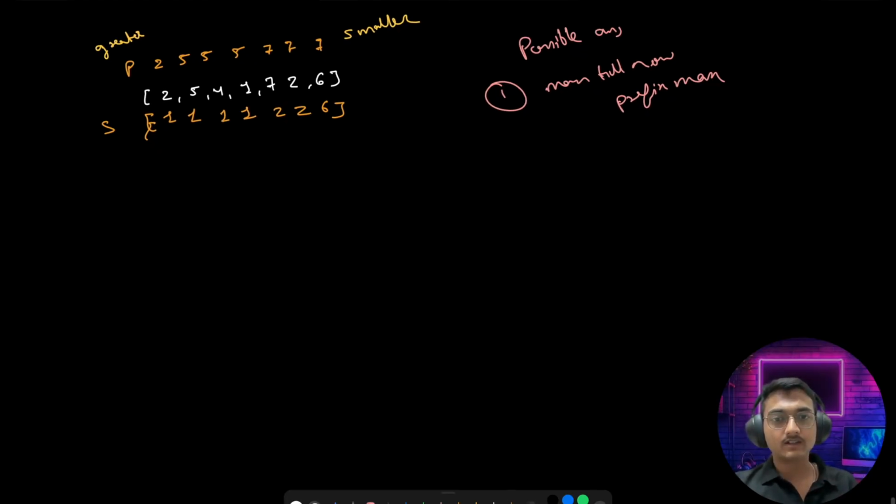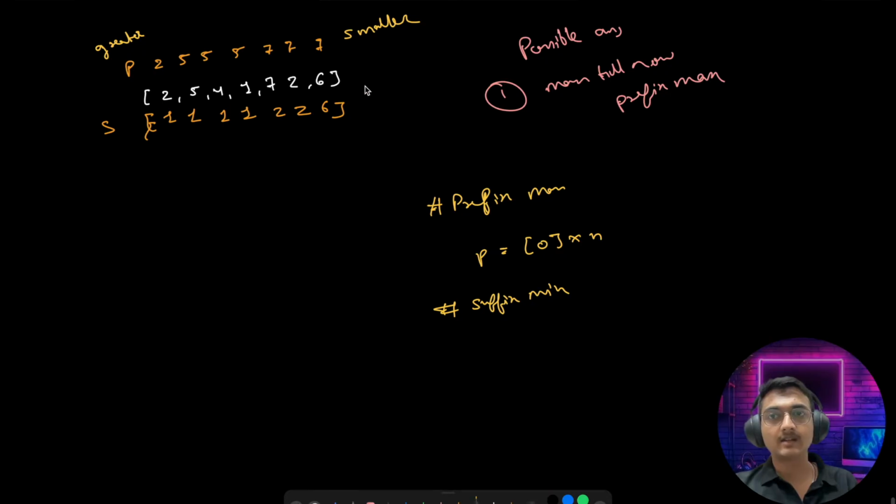I will not write in very much detail, I will just quickly write it. First of all, we will try to calculate prefix max. The prefix array would be initialized with 0 with length n, and we'll be calculating it. I don't think I need to write this whole code here. Next we'll be writing suffix minimum, in the same manner. I think you guys can write it. From the left side, we'll calculate prefix max, and from the right side, we'll calculate suffix minimum.